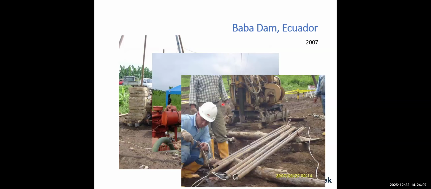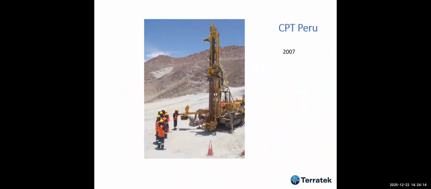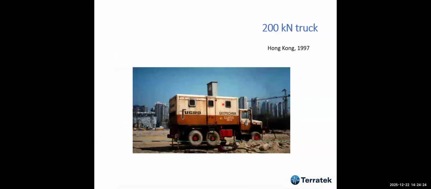So we did lots of tests in this project, a very interesting project, and this is the cone being pushed into the ground. We also did a couple of projects in Peru, also adapting a cone. That was 2007. In Hong Kong, we worked with Fugro, this truck, and we did a project at the World Trading Center. No, it's not World Trading Center. I forgot the name. Anyway, it was on Hong Kong Island in 1997.